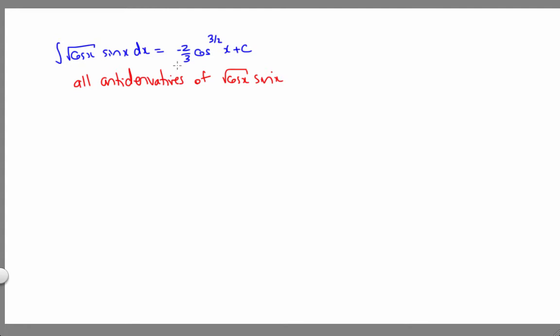So remember that with an indefinite integral, when you get your answer, what that answer represents is the set of all antiderivatives of the function that you started with. So this function here, that's the set of all antiderivatives of root cos x times sine x. C in this context represents any constant, any real number, since no matter what value this c takes on, this function here is still going to be an antiderivative of root cos x sine x.